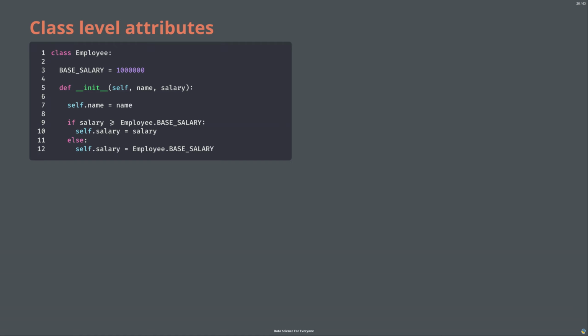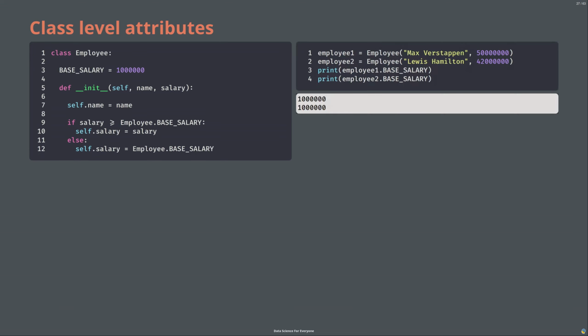Then, in the init method, we can check if the given salary is higher than the minimum. If it is, we use it. If not, we fall back to the base salary. The base salary variable will be shared among all the instances of the employee class. We can access it like any other attribute from the object instance, and the value will be the same across all instances. Here we print the base salary attribute from the two employee objects. This approach is an example of encapsulation, where the data and methods are grouped within the same class.